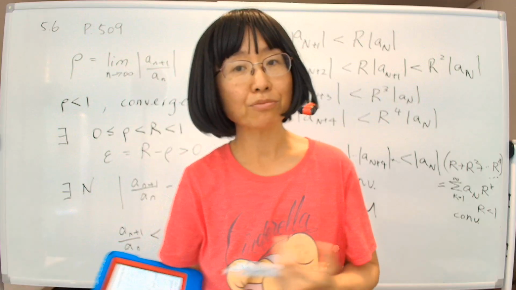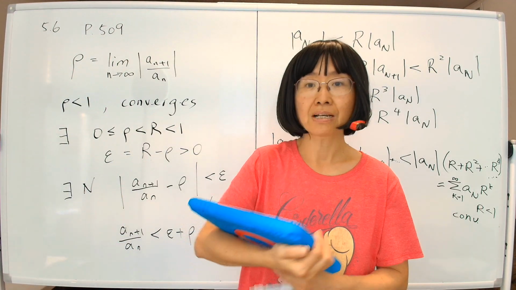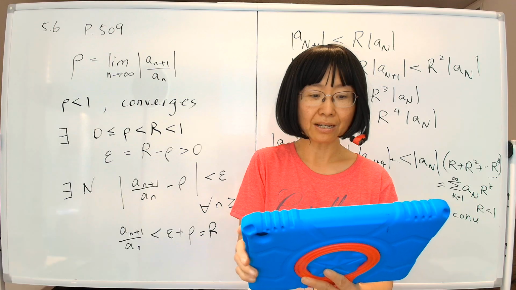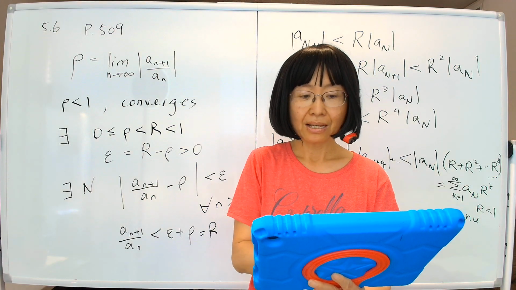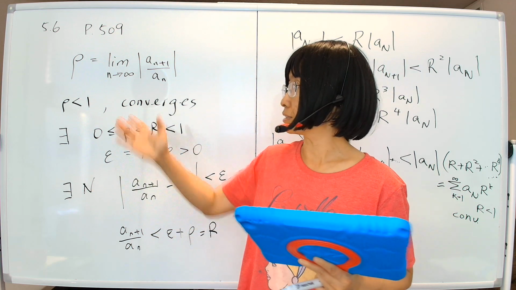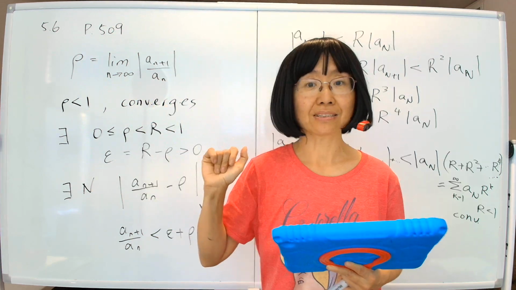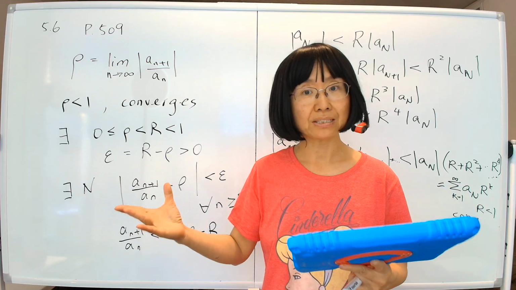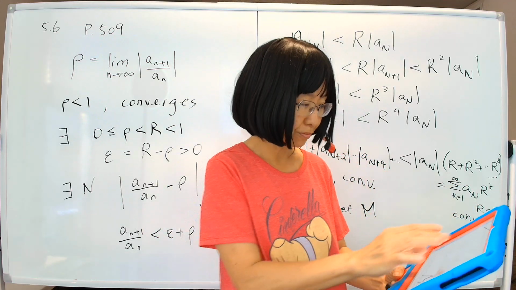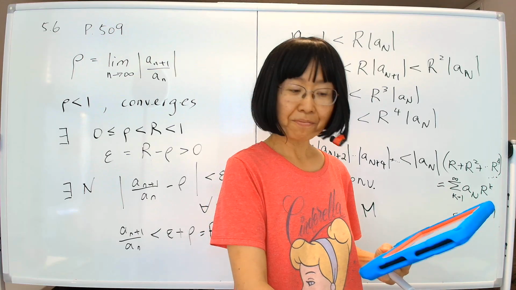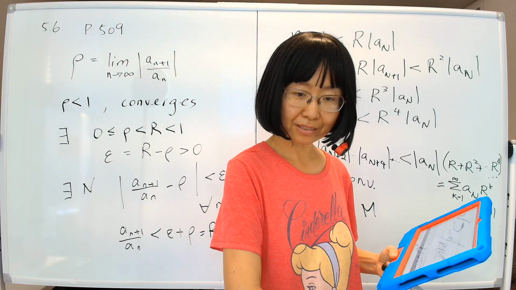And therefore, as we know, the p series converges when p is bigger than 1, and diverges when p is less than or equal to 1. So the ratio test doesn't tell us anything if rho is equal to 1. So please do prove the ratio test, the entire test, as part of your homework.